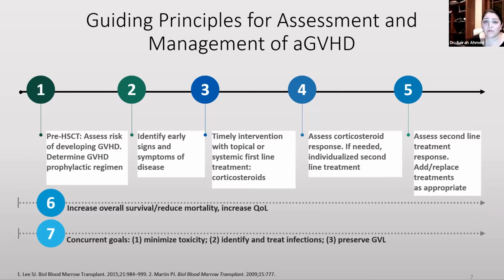The overall goal of management of acute GVHD is to improve overall survival and decrease mortality, as well as to increase quality of life. Both acute and chronic GVHD greatly impact patients' quality of life, both in the short term as well as long term. And the greatest risk of having chronic GVHD is the prior experience of acute GVHD. We want to also minimize toxicity from both steroids and other agents, identify and treat infections, and above all, preserve GVL. So, as you further immunosuppress patients for treatment of graft-versus-host disease, you do increase their risk of relapse from their primary disease.